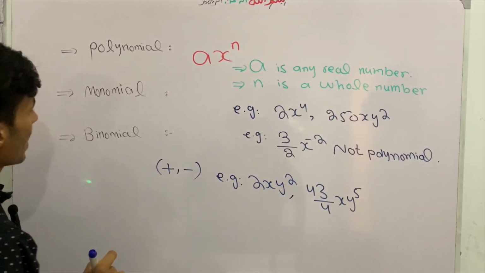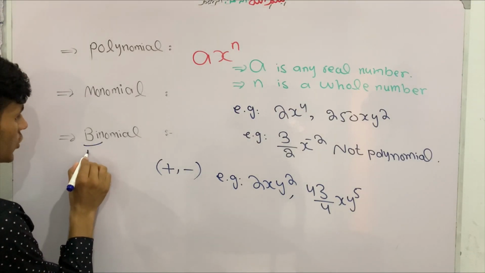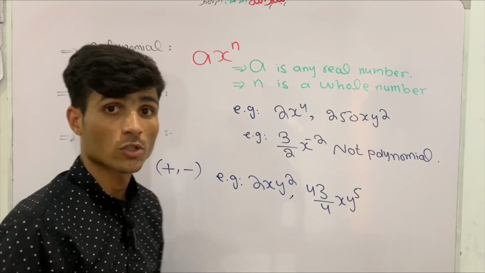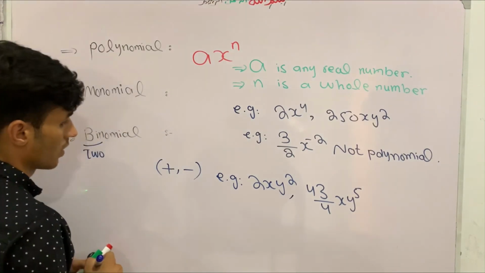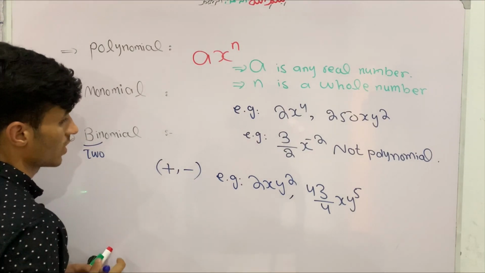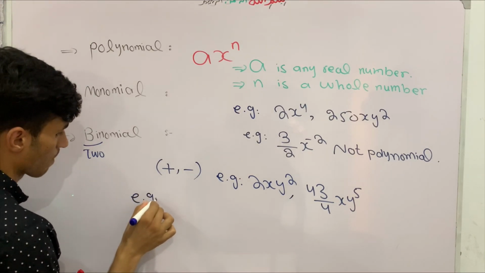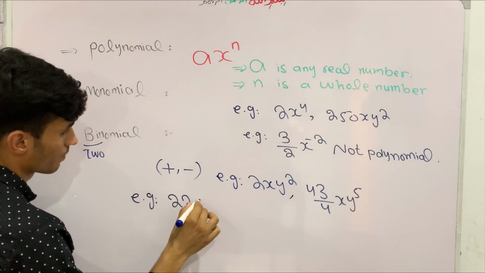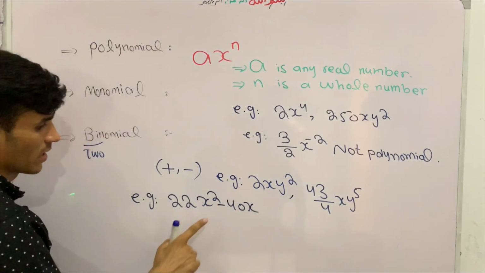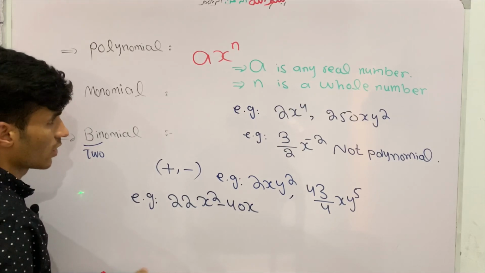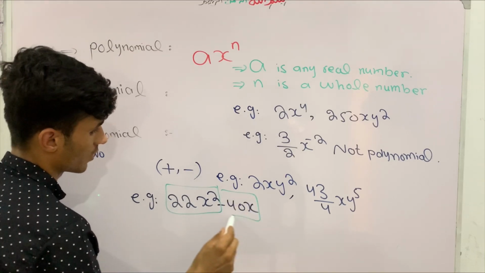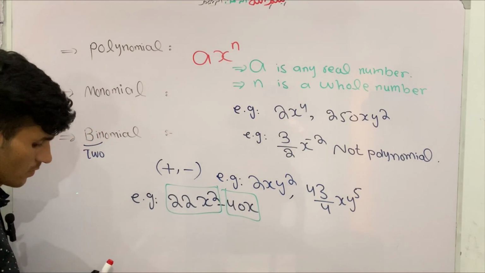What about the binomial? Bi means 2 here. So a binomial means a polynomial with 2 terms. And we separate these 2 terms with the help of the positive or negative symbols. For example, 22x squared minus 40x. Here, this is our first term, which is 22x squared. This is our next term, which is 40x.